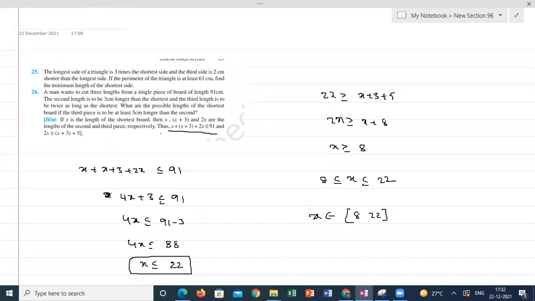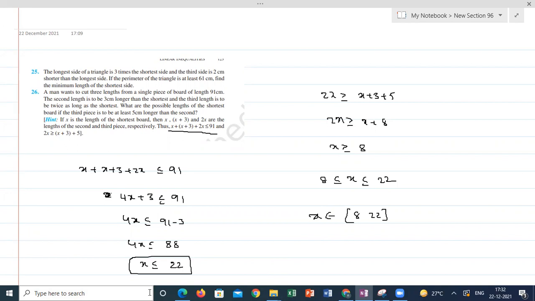Here it is not asking for the least value, just the possible length of the third side. The possible length of the shortest side must be greater than or equal to 8 and must be less than or equal to 22. There is a limit for that. It should lie in between 8 and 22.